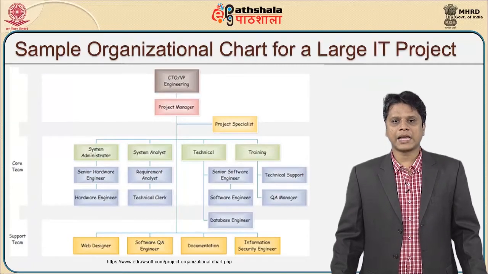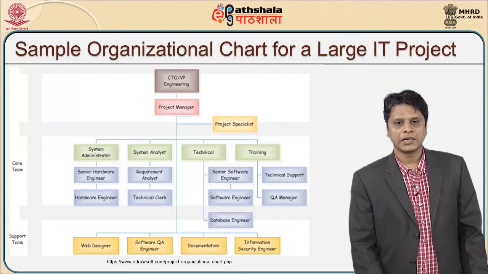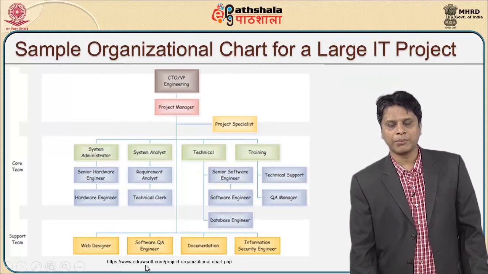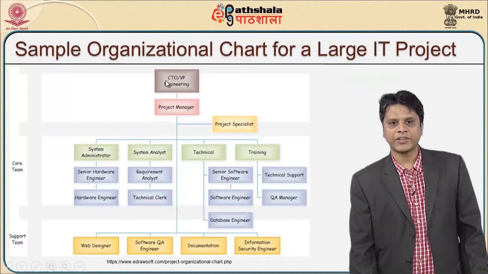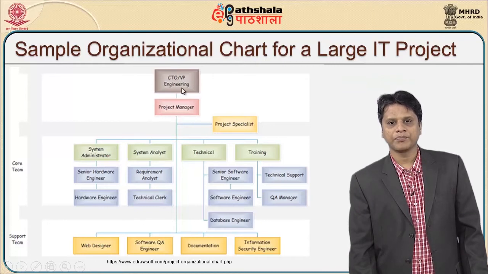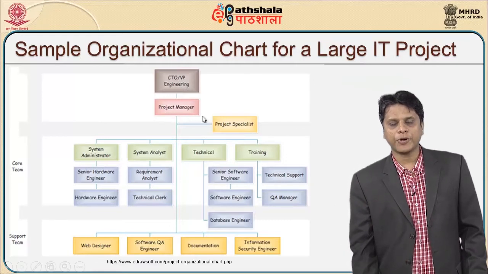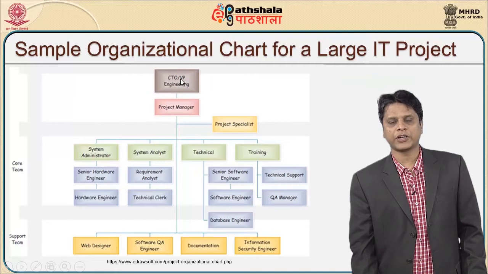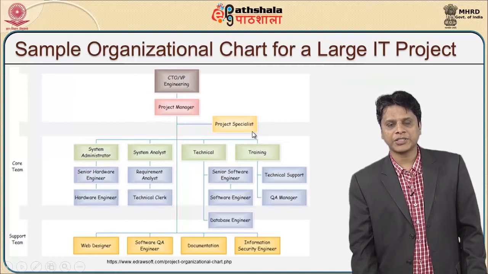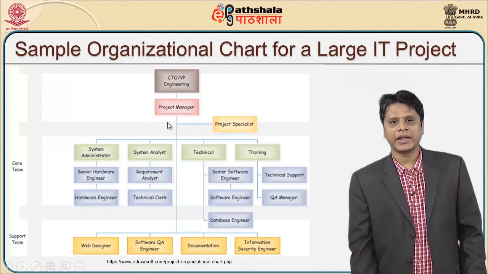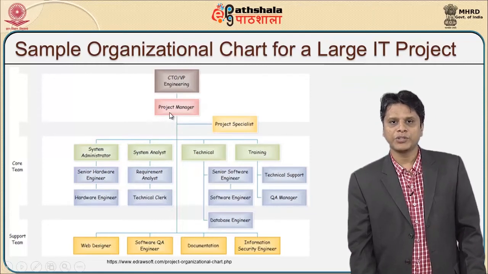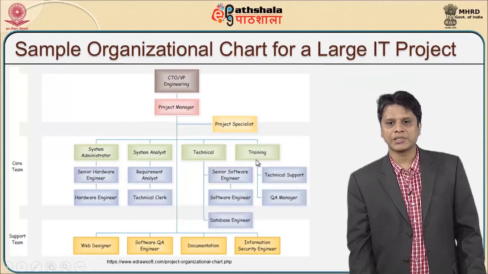If you look at a sample organizational chart of a very large IT industry, in the top down hierarchy there will be a chief technology officer or the vice president engineering at the top, and there are project managers who will be directly reporting to the chief technology officer, and there will be project specialists who will be giving consultation for the entire project that is to be developed. But within a project manager there will be different levels of people working, like system administrator, system analyst, technical expertise members, trainers.